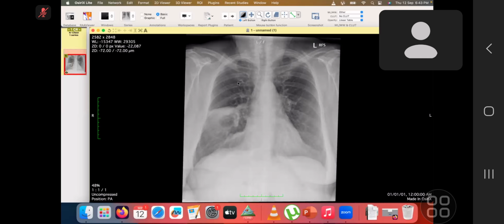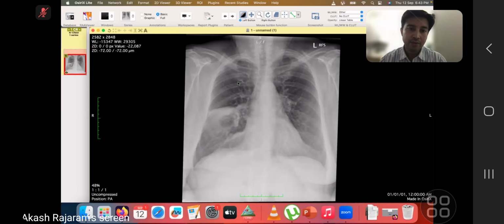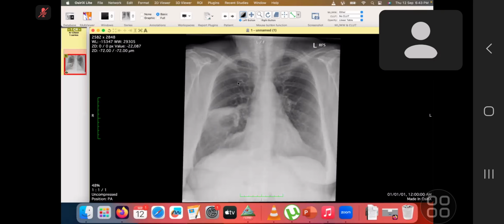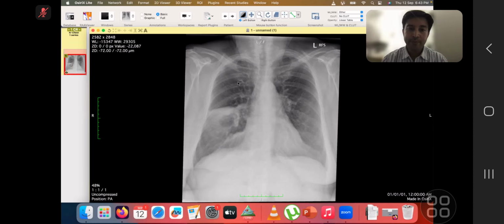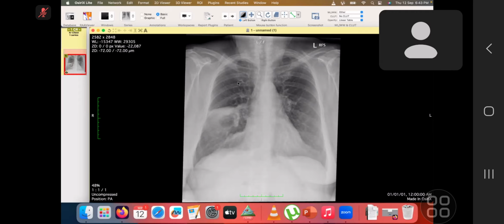Okay, where do you think the lesion is located? So I think it's within the lung, given it looks like it's got gas within it. Can you be a little bit more specific? Given it's within the lung, I think I can see it outlining the horizontal fissure superiorly. So I think likely within the right middle lobe.